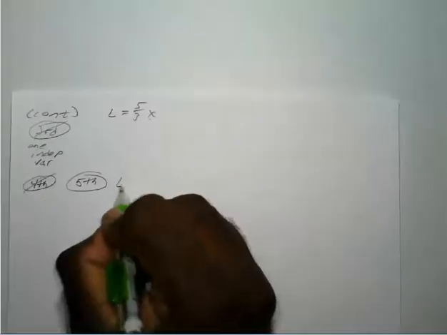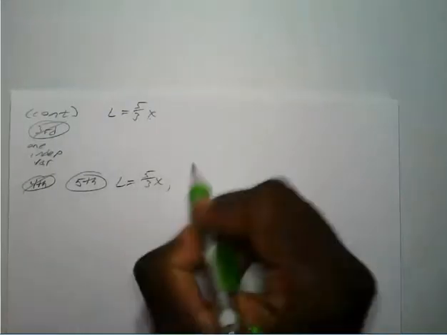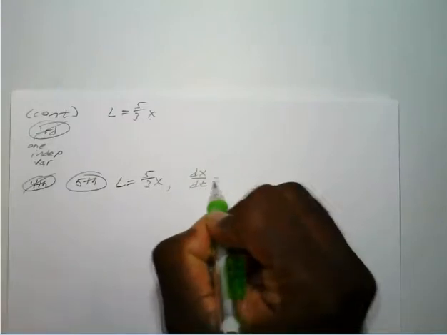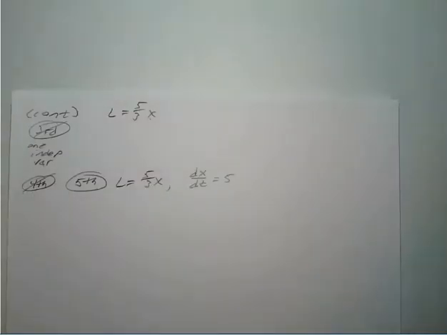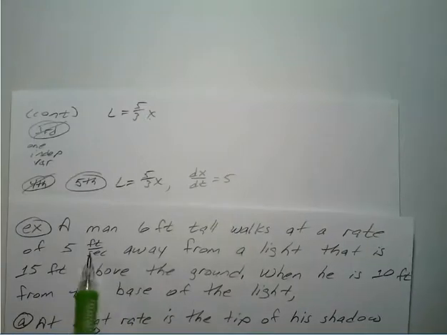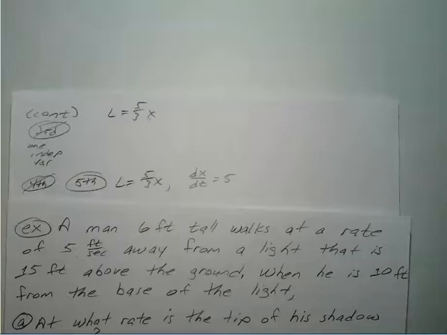Okay, so we know that our L is 5 over 3x. So we go back to our original problem. We know our rate of change of x with respect to t is equal to 5. Because remember, I'm just going to put this right under here, he's walking at a rate of 5 feet per second away from the light. And remember, that's our dx dt.